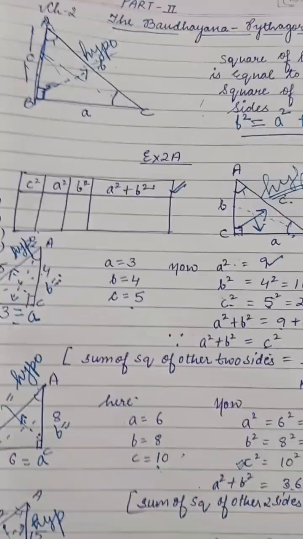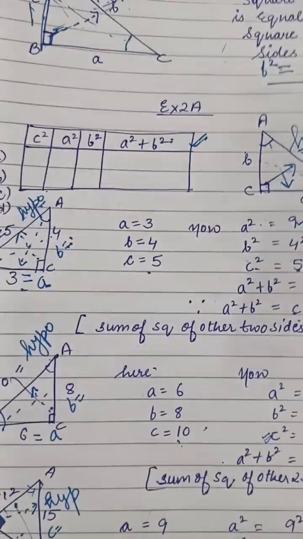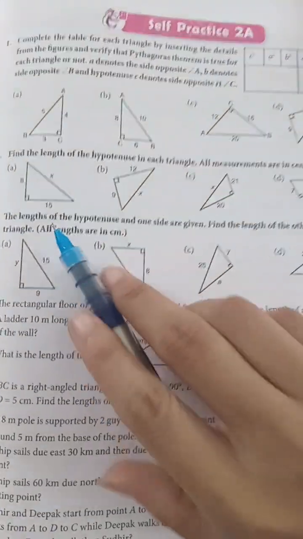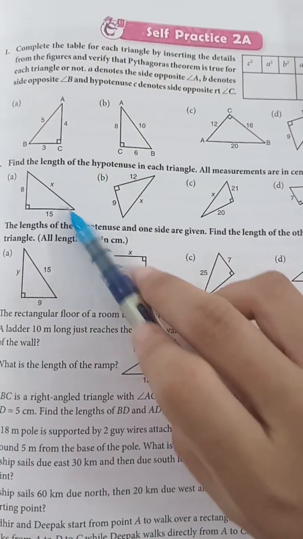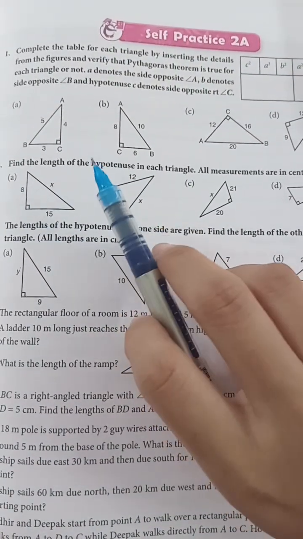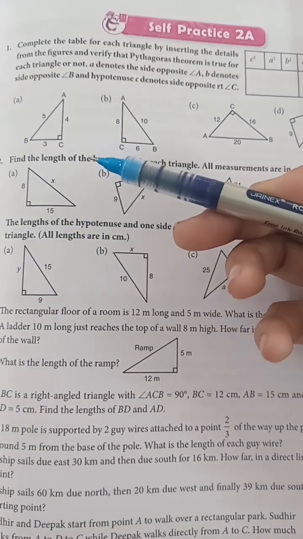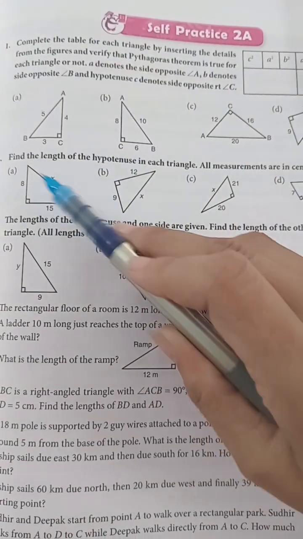Coming to the second question, it's very easy and similar. Coming to the second question of this book, what is the second question? You have to find the length of the hypotenuse in each triangle. They have told you that it is a hypotenuse, otherwise the unknown side we are going to find.